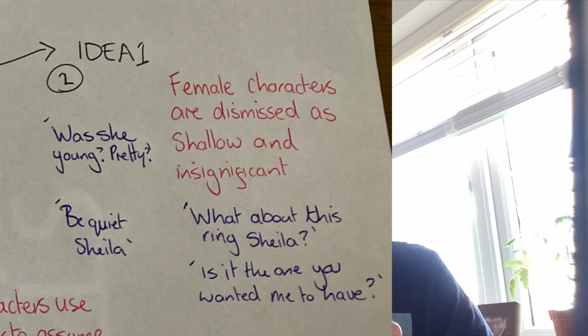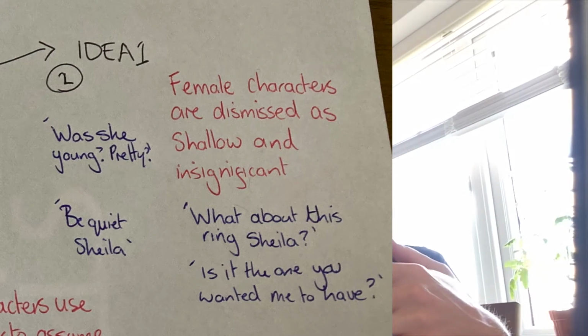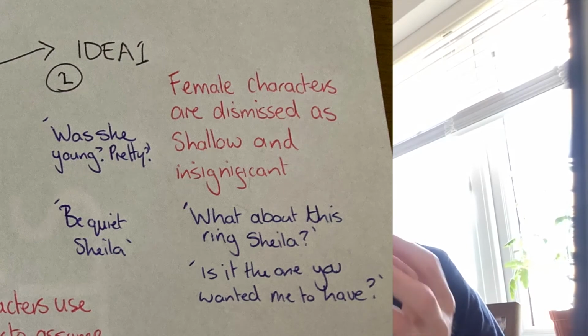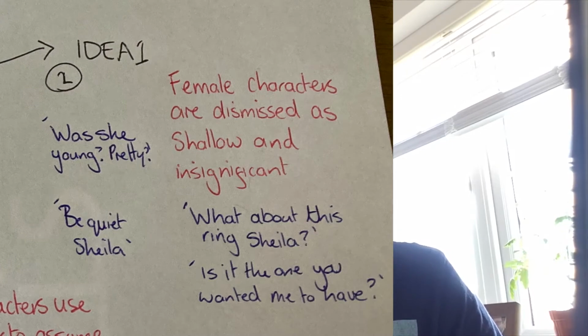Okay, my first big idea that I'd like to consider is the idea that female characters in the play are somewhat dismissed as shallow and insignificant. If we think about Sheila particularly, the majority of the opening section of the play is about Sheila being obsessed with clothes and jewellery and the materialistic ideas that she possesses. So some quotations and some evidence that I thought would be useful to look at.